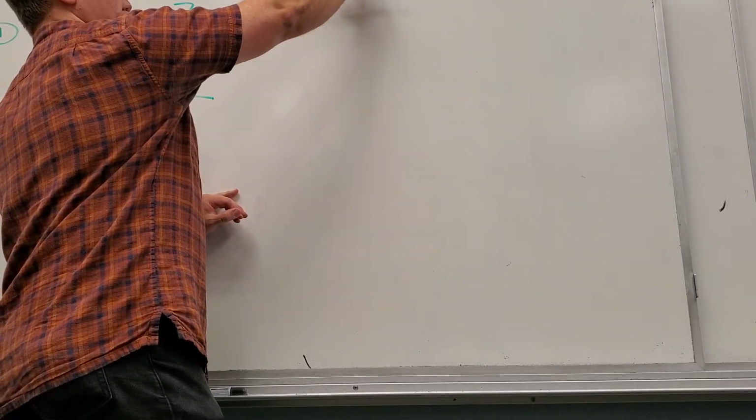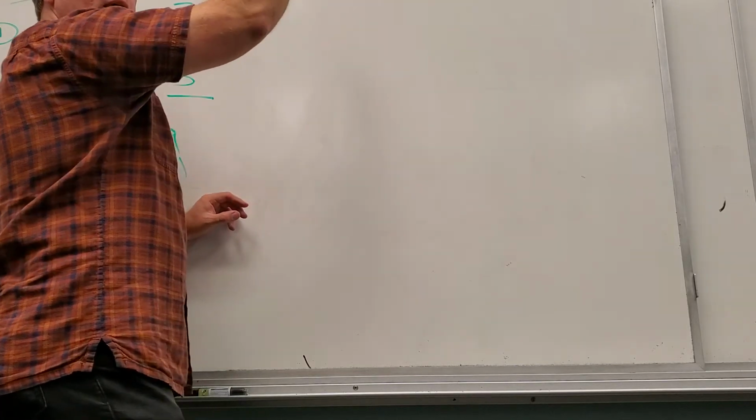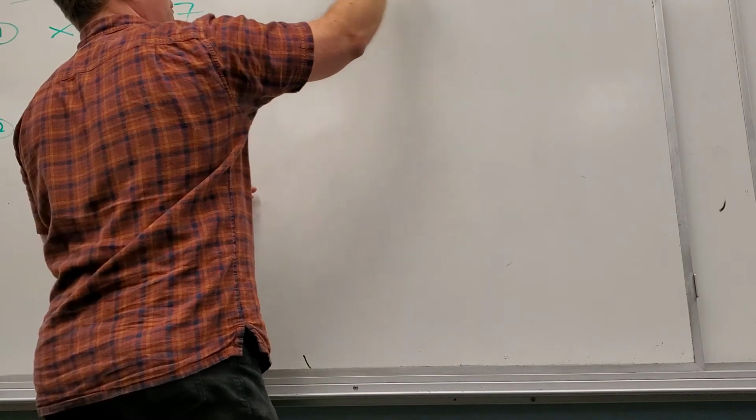Why is the x not by itself? The 5. What's the operation? Division. How do I kill it? Multiply, both sides.